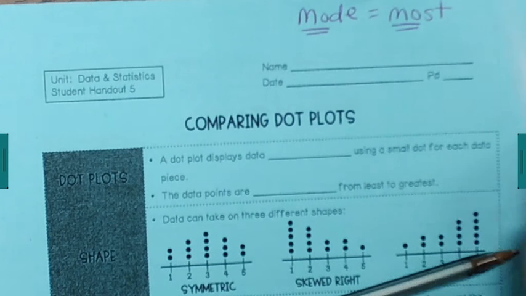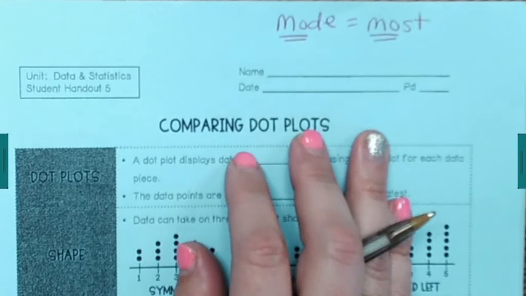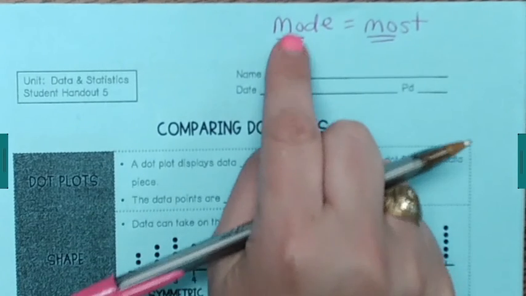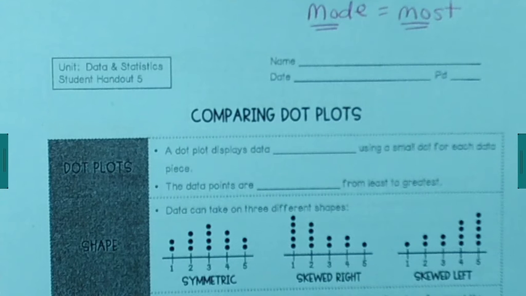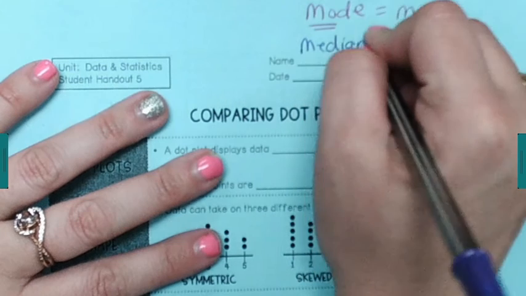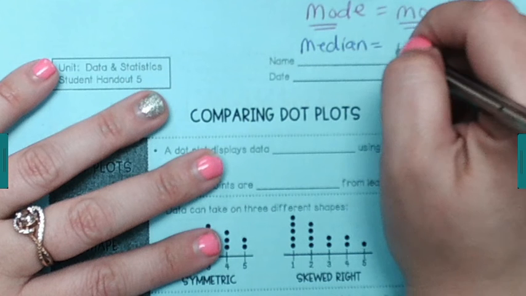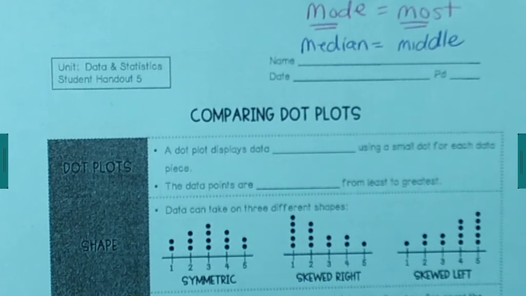All right, so we're on page 110, comparing dot plots. At the top, we're going to remind you of some words. MO, mode, most. Mode is the number that has the most dots. It's the number that appears the most. MO, mode, most. Okay, median is the what? Middle. Median is the middle.